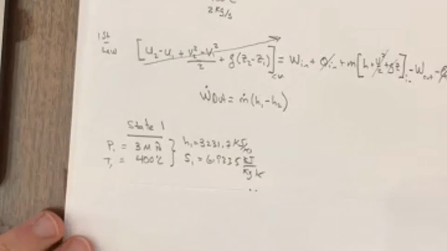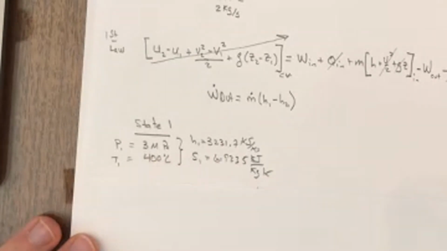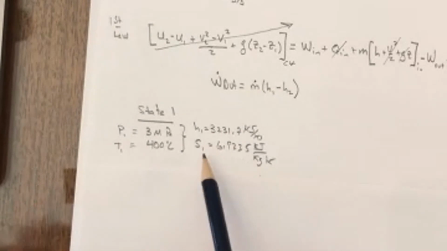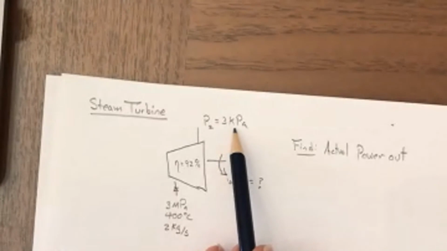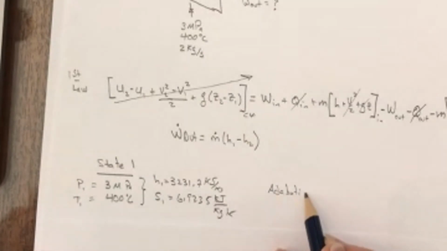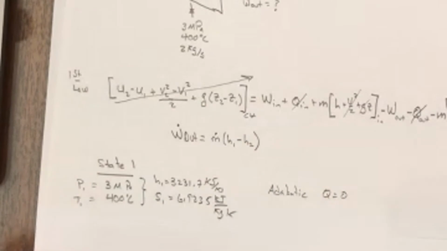So at this point, I think we can try to fix the states. So state 1 is pretty simple. It's superheated vapor. You can just look it up at this pressure and temperature. And state 2, you don't know enough information. You only know that it's coming out at 3 kilopascals. So what we're going to do is assume that it's isentropic. We're assuming that it's adiabatic, which we kind of already did when we got rid of all of the heat transfer. And we're going to assume it's reversible.